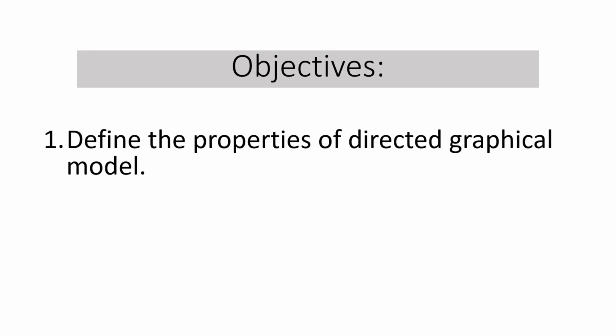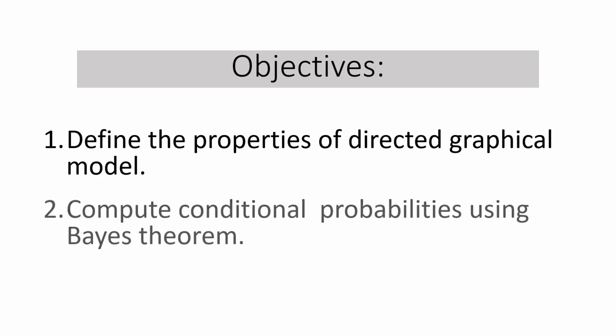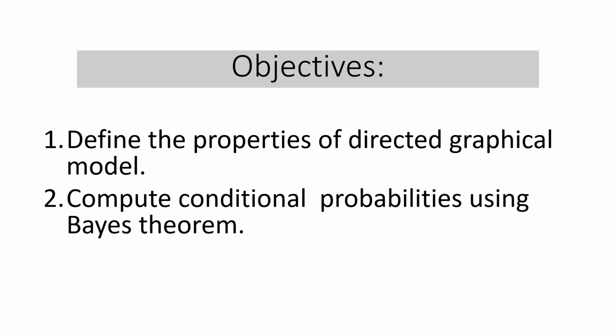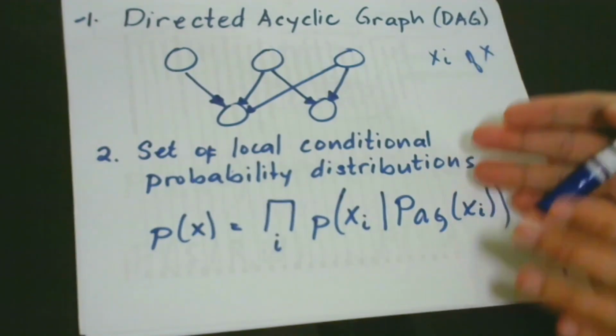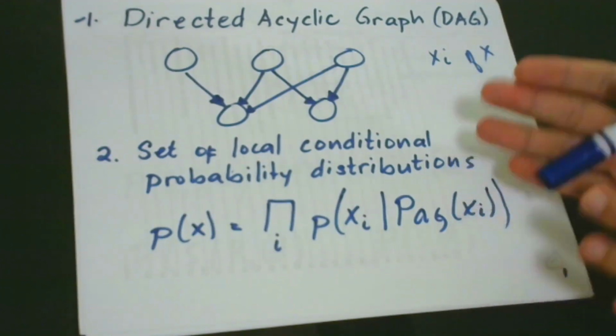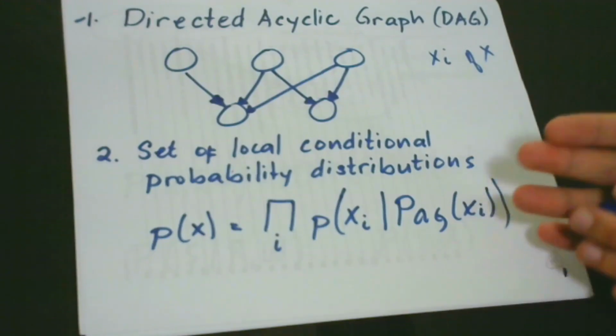At the end of the lesson, you are expected to define the properties of directed graphical model, compute conditional probabilities using Bayes' theorem, and appreciate the significance of directed graphical model. Let's begin by defining the properties of directed graphical models.